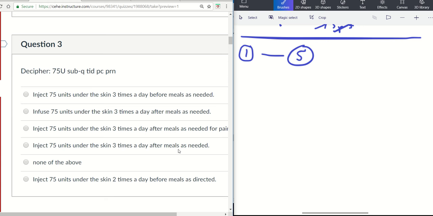PC is after. So think AM, PM. AM comes before PM. So PC is after meals as needed. Infuse. Nope. Inject 75 units under the skin 3 times a day before meals? Nope. Inject 75 units under the skin 3 times a day after meals as needed for pain? No, so it's this one. Inject 75 units under the skin 3 times a day after meals as needed. Just as needed. Insulin is not for pain.